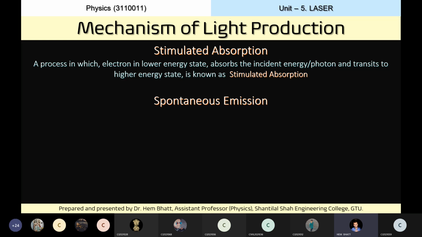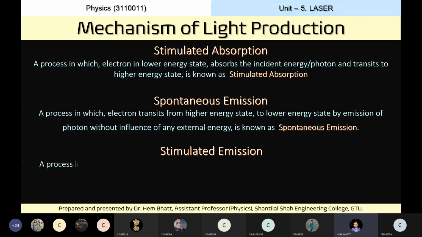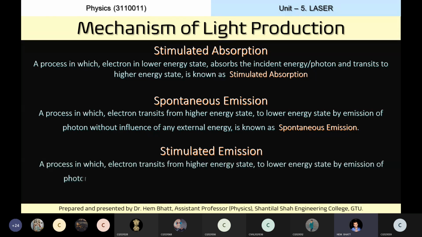Then we have spontaneous emission. What is spontaneous emission? A process in which an electron transits from a higher energy level to a lower energy level by emitting a photon. Then we have stimulated emission. There also the electron transits from a higher energy state to a lower energy state. Look at the difference between these two.